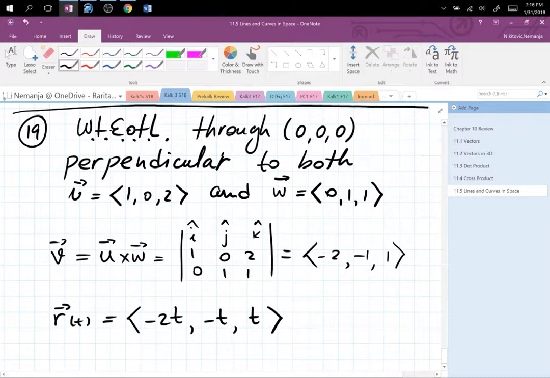Can you also put it in i, j, and k? It doesn't matter. Yeah, negative 2i, negative j, and plus k. But you need actually negative 2, negative 1, and 1 as numbers to plug in for a, b, c for the equation of the line.